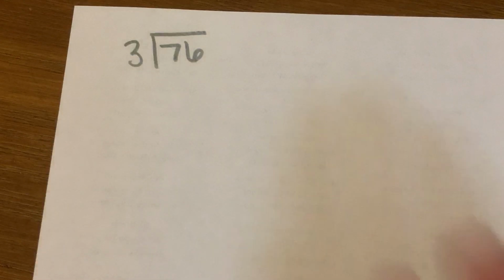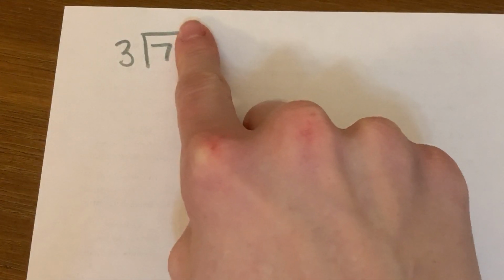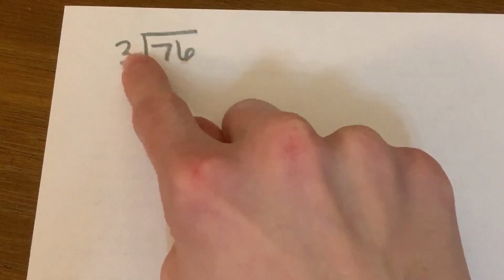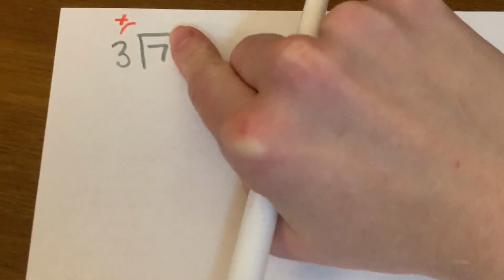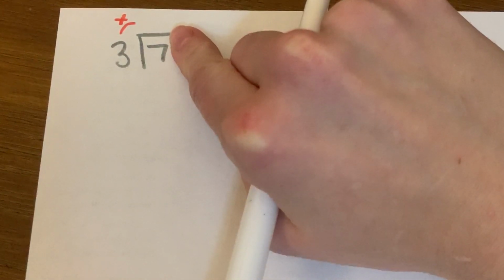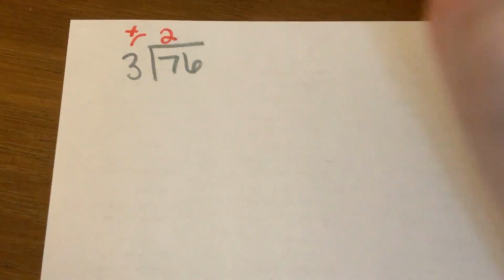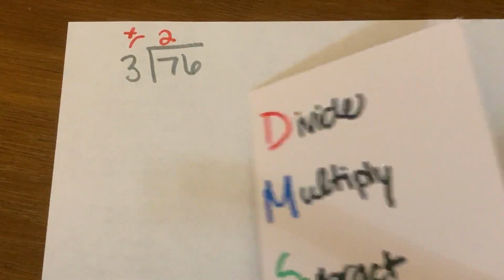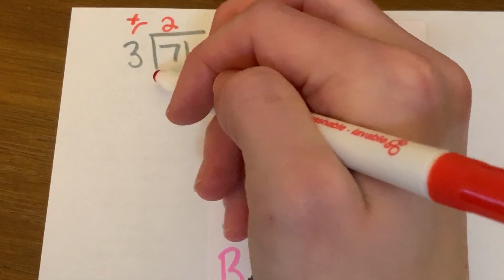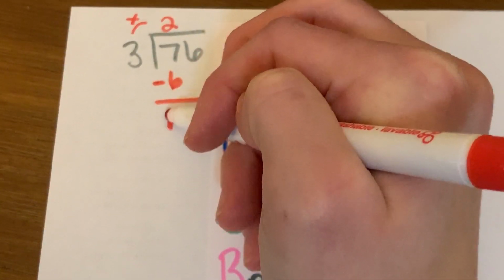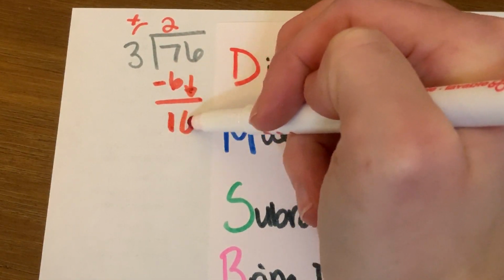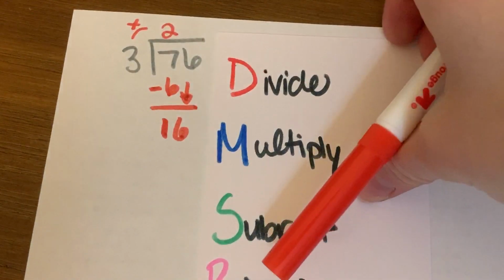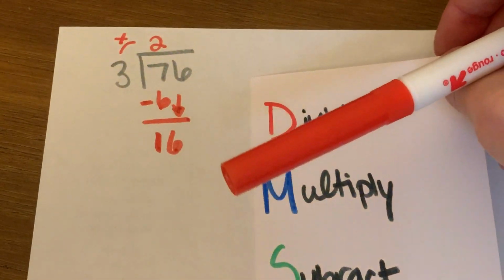All right. So we're asking ourselves, 3 times what gives us 7, because 7 divided by 3. So 3 times what gets us 7? Well, nothing of 3 times anything gives us 7, but 3 times 2, which is 6, gets us really close. Okay? So we're dividing and multiplying. Now we're subtracting. Subtract 6. We have 1 left. And now we're going to bring down. And we have 16, okay? Now we're gonna repeat, okay?